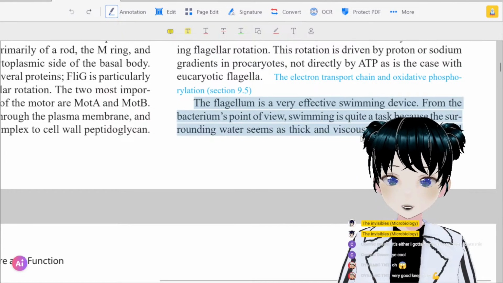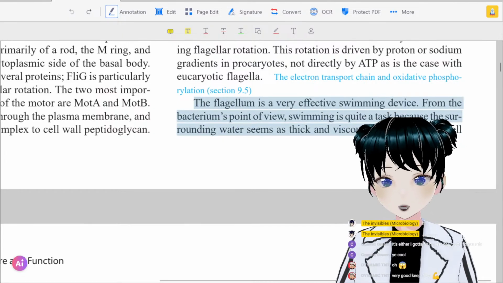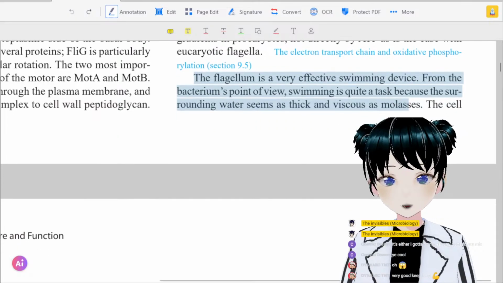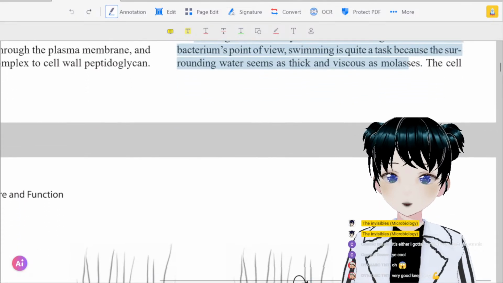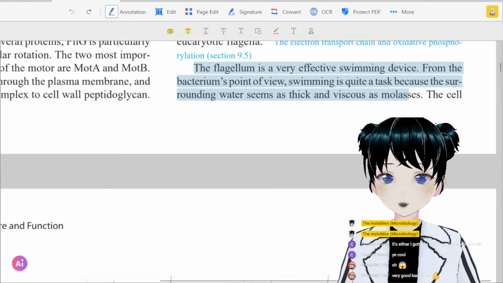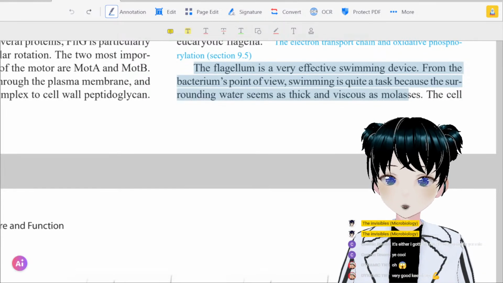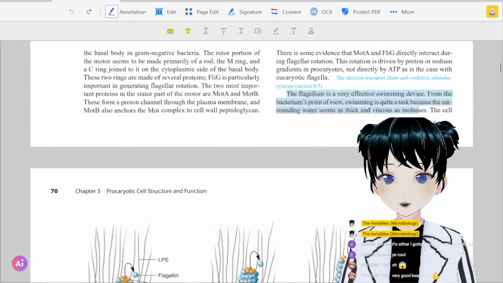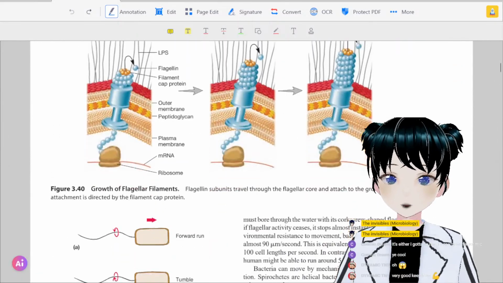The flagellum is a very effective swimming device. From the bacteria's point of view, swimming is quite a task because the surrounding water seems as thick and viscous as molasses. Yeah, from the bacteria's point of view, the water is very thick and viscous. So swimming is a pretty big deal, because if it was that easy, every bacteria would be able to move.